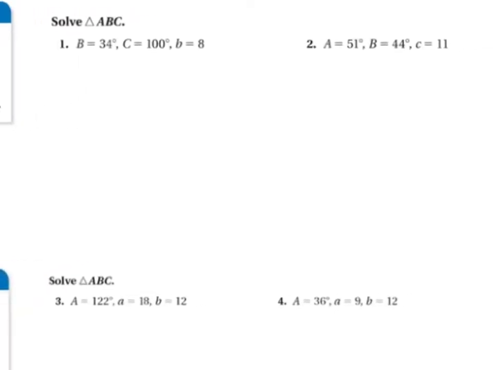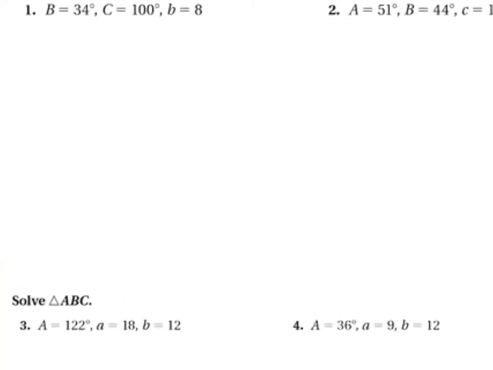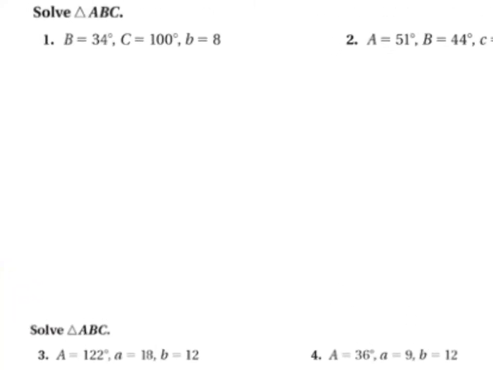Here we go. It says, solve triangle ABC. B equals 34, C equals 100. So if I draw a little triangle, label it A, B, C. It doesn't matter if it's accurate because I know that's not 100 degrees, but then that's side B, that's side A, that's side C. We know side B equals 8.